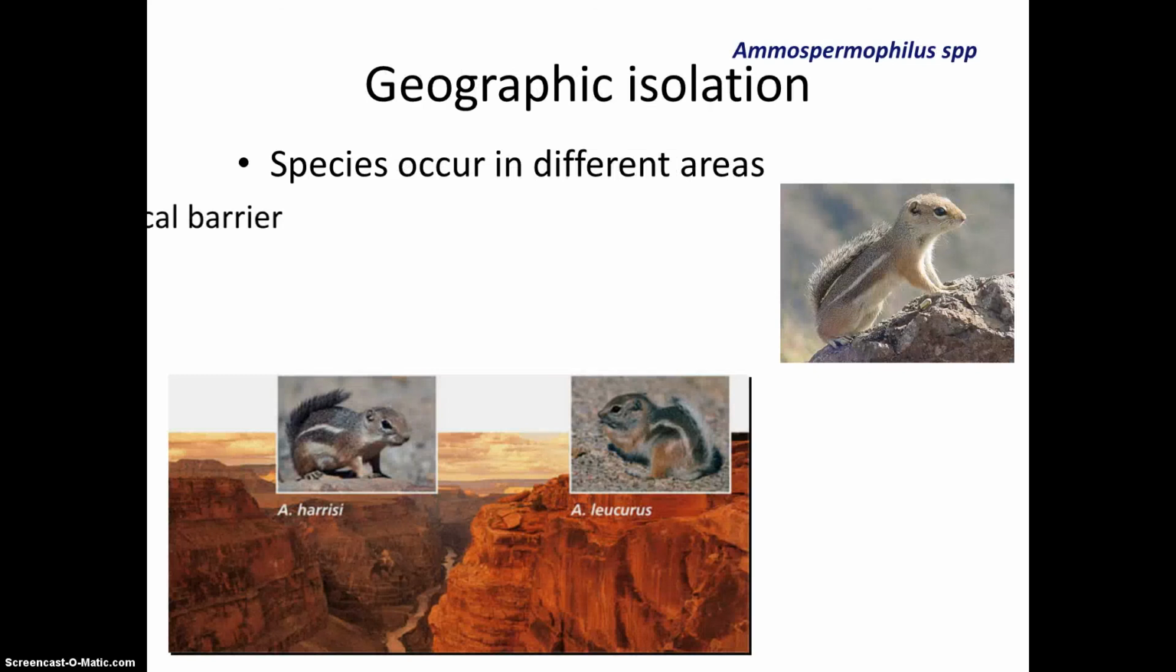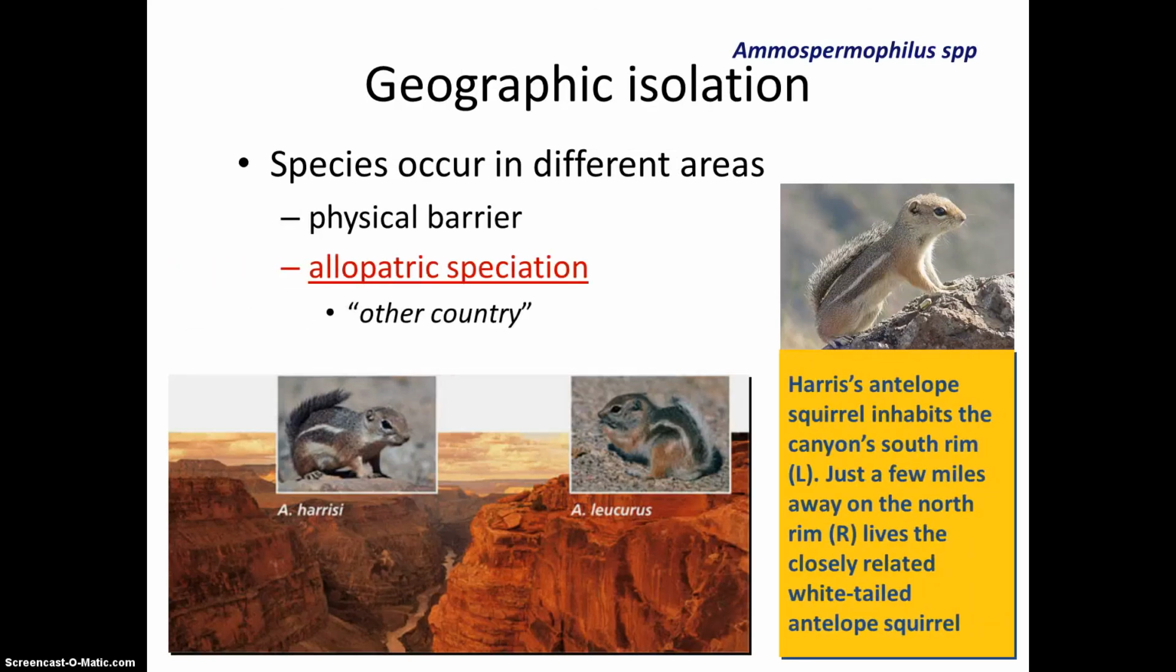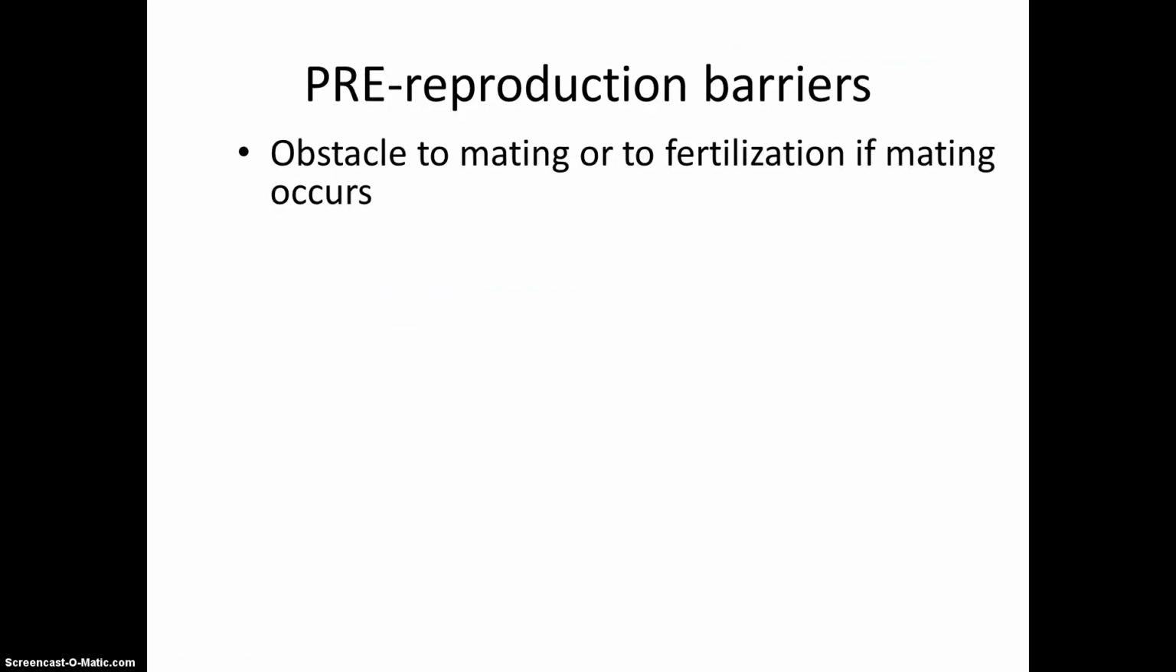Geographic isolation, here's another example, can occur from a physical barrier, and that is allopatric speciation. Once again, in this example, the antelope squirrel lives in the Grand Canyon, and he's just a few miles away from this little guy who lives on the north rim of the canyon, the white-tailed antelope squirrel. Even though these guys are very, very similar genetically, they are distinct species because they are separated by that physical barrier.